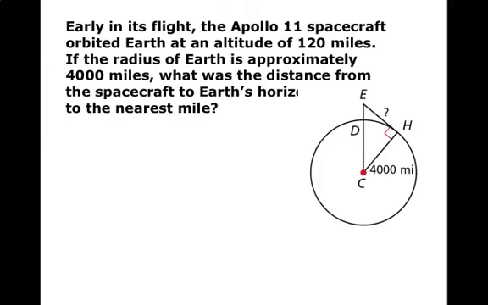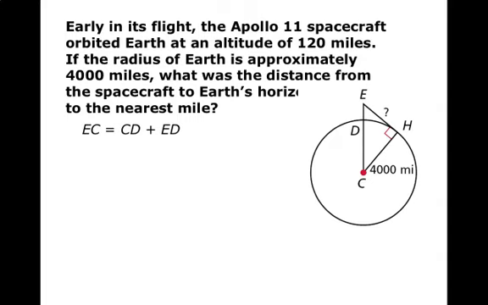So first you got to draw a picture. So we have circle C representing Earth. If the spacecraft was orbiting the Earth at an altitude of 120 miles, you should note that ED is 120 miles. We're given that the radius is 4,000 miles, which is CH. We need to find EH, which is the distance from the spacecraft to the horizon of the Earth.